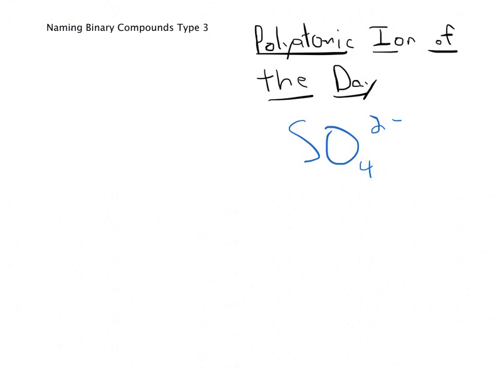Alright, today's video is on naming binary compounds in type 3. I promise this is the last type. There's no type 4 or type 5. After this, we are finito with binary compounds.